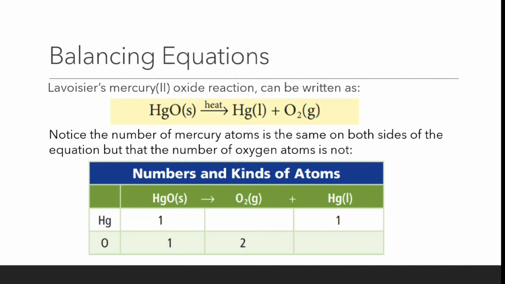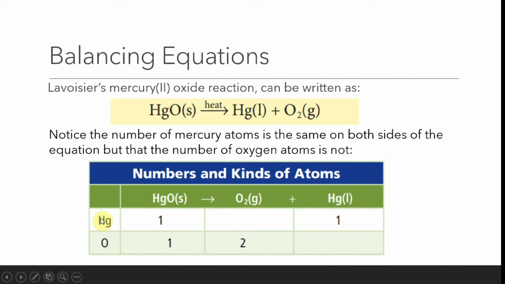Balancing equation. Lavoisier's mercury(II) oxide reaction can be written as you can see here. Notice the number of mercury atoms is the same on both sides of the equation, but the number of oxygen atoms is not. So, when you have to balance an equation, the first thing you can do is make a chart like this one. So you write the formula and the atoms that you have.